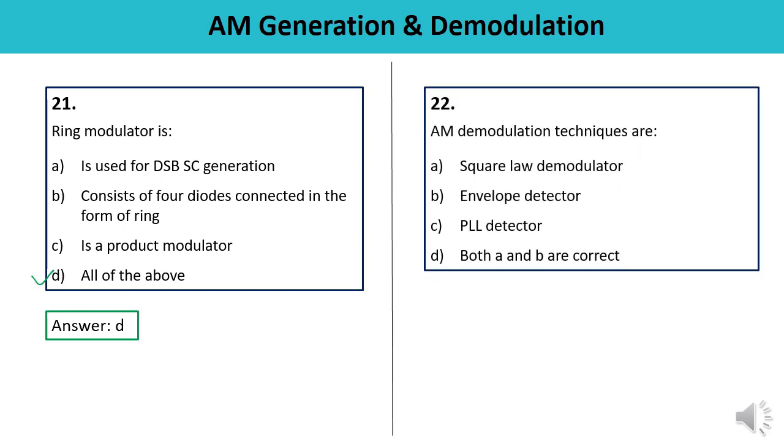Question number 22. AM demodulation techniques are square law demodulator and envelope detector, not the PLL. It means here the answer is A and B, which is the square law demodulator and envelope detector. So answer is D.